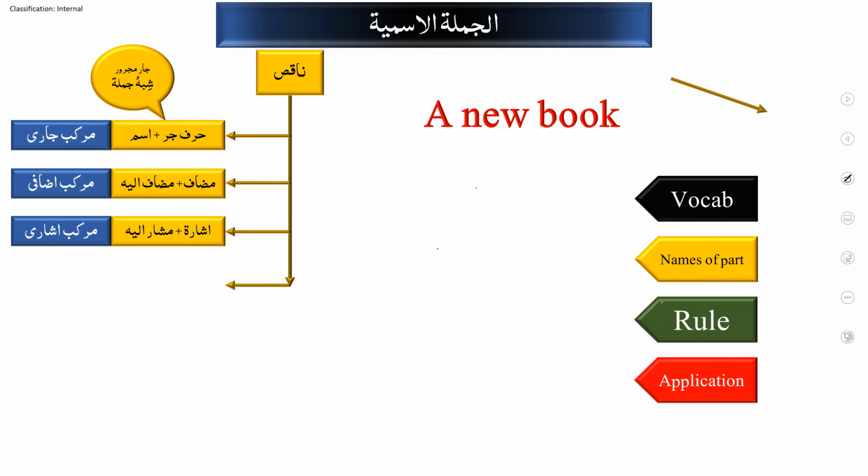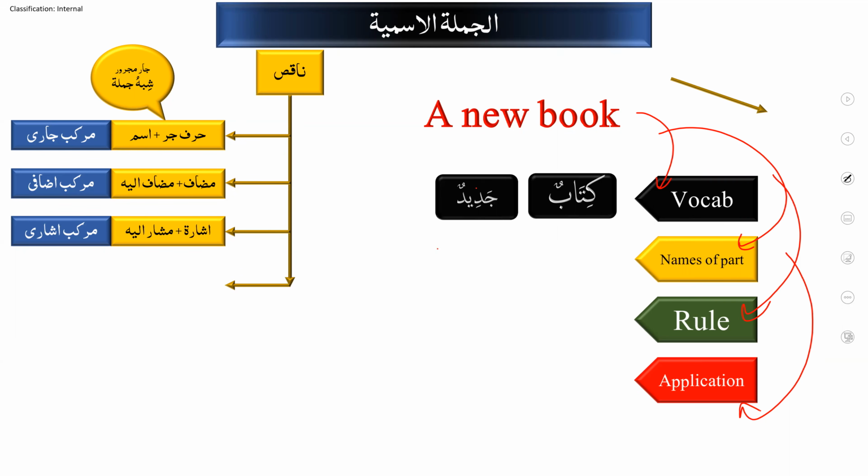First, we need to have vocabulary of the nouns. Second, I will give you the names of parts. And third, I'll explain the rule. Then we'll apply that rule and bring out that phrase. And then inshallah, we will use that phrase in a sentence, and I will explain how to recognize that phrase. So first of all, we have translation. Book, it is called in Arabic kitabun, and the Arabic of new is jadidun. This is first of all vocabulary.